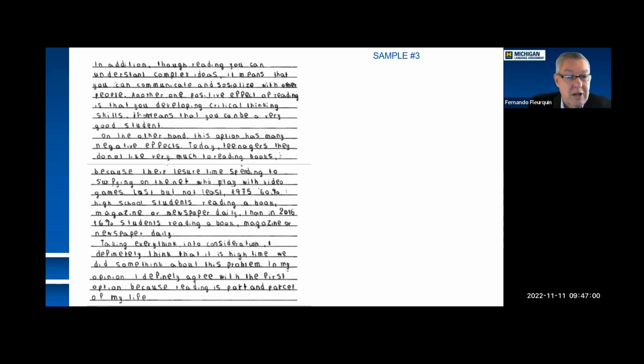Today, teenagers, they do not like very much to reading books because their leisure time spending to surfing on the net, who play video games. Last but not least, 1975, 60% high school students reading a book, magazine, or newspaper daily. Then in 2016, 16% students reading a book, magazine, or newspaper daily. Taking everything into consideration, I definitely think that it is high time we did something about this problem. In my opinion, I definitely agree with the first option because reading is part of and parcel of my life.